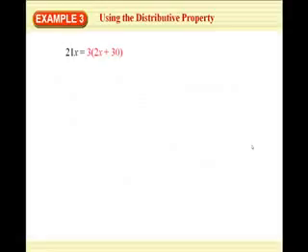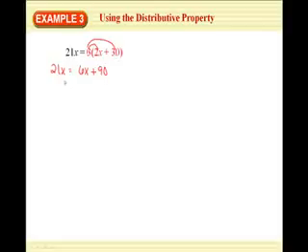Okay. So example number 3 has us doing some of the distributive property again. So we're simplifying. Check this out. First thing you do is you simplify as much as you can on both sides of the equation. So this involves the distributive property to get rid of the parentheses. 21x equals 6x plus 90. 3 times 2 is 6. 3 times 30 is 90.